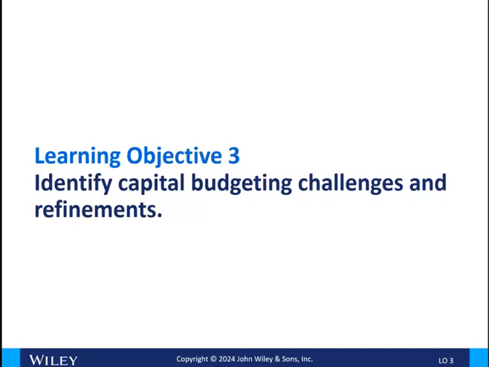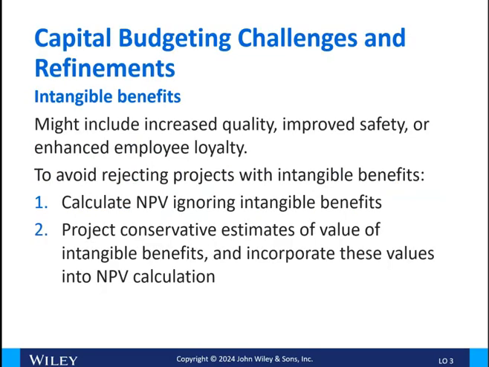So let's look at some capital budgeting challenges and refinements. Intangible benefits might include increased quality, improved safety, or enhanced employee loyalty. To avoid rejecting projects with intangible benefits, calculate the net present value ignoring the intangible benefits, and then project conservative estimates of the value of intangible benefits and incorporate these values into the NPV calculation. So this is, again, another estimate that management comes up with of what the value of these intangibles are.